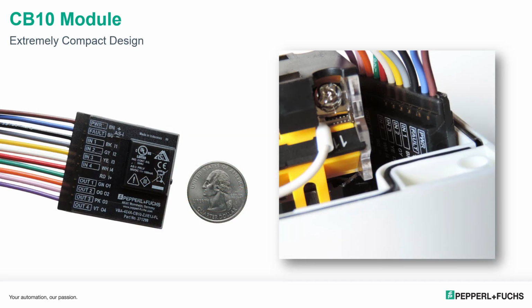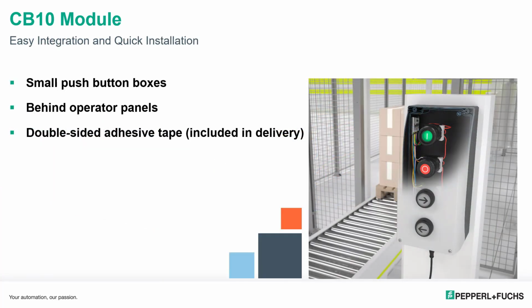To see just how small the CB10 module is, I've lined it up against the quarter. On the right hand side, you can see it tucked away in a push button box. I will say that this is definitely smaller than the competitors I've seen. Again, due to its small size, you have a lot of flexibility while installing it. It fits easily into small boxes and panels or even behind them.